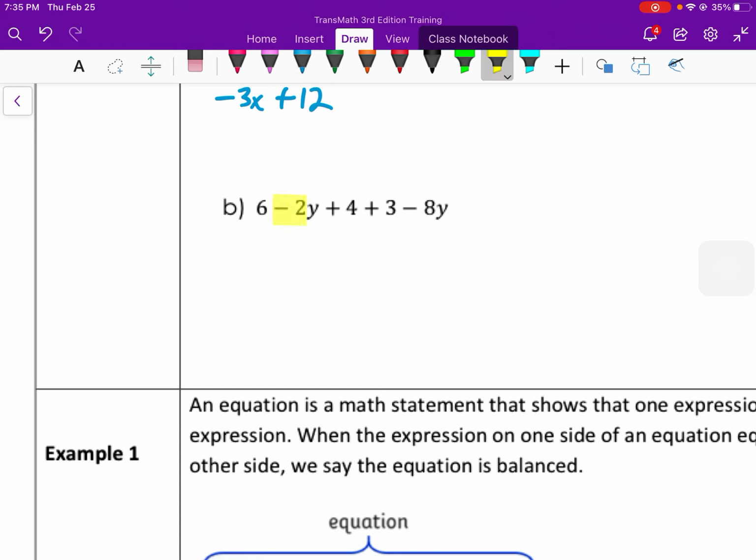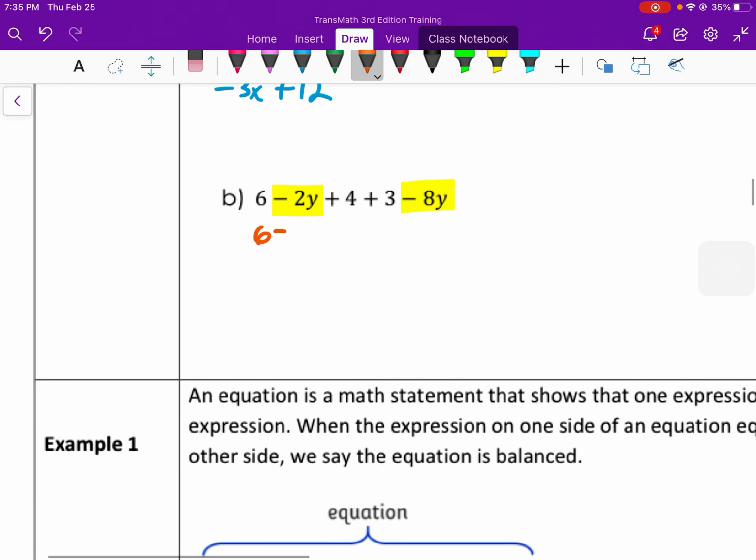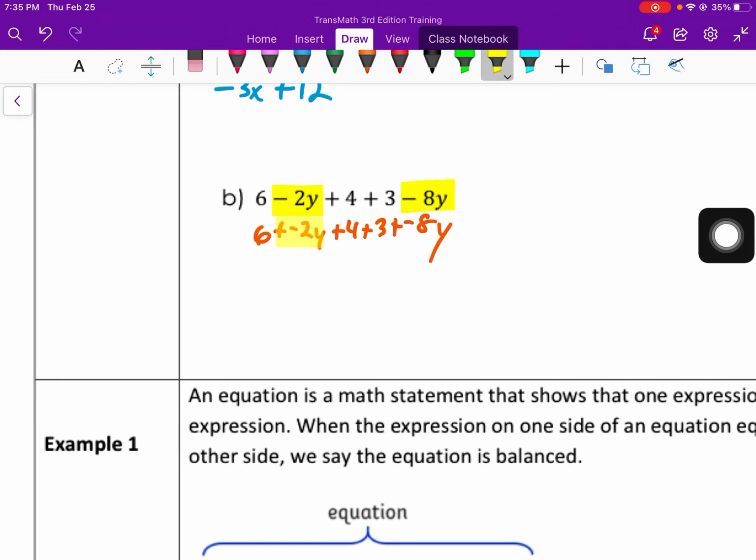All right, and then again, negative 2y and a negative 8. We can rewrite this, if we want, as 6 plus a negative 2y plus 4 plus 3 plus a negative 8. Now when we combine our like terms, we have negative 2y plus a negative 8y. So the signs are the same, so when we add them together, we keep the sign. So that would be negative 10y.